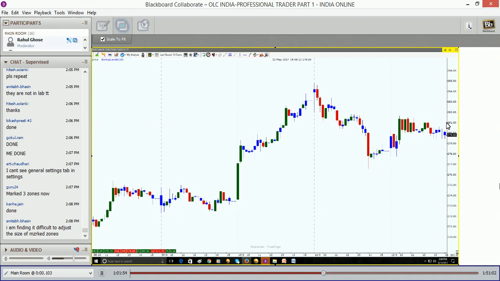Can you see this zone that you've marked, Amitabh, is tested over here? Can you see over here it's tested? Which means you will be cutting candles to come to your zone. So that one is incorrect.